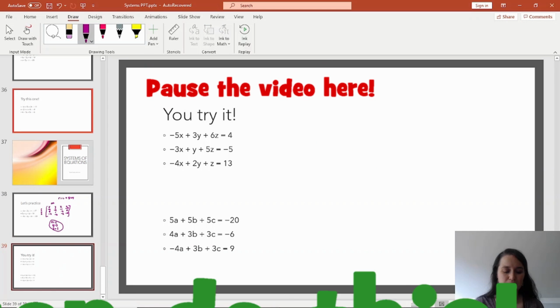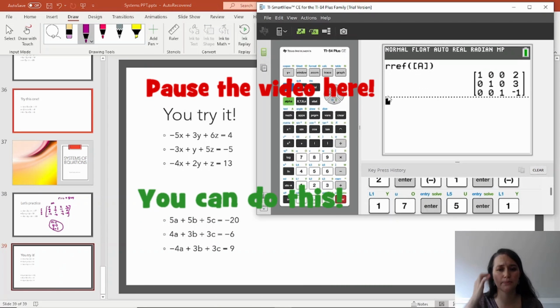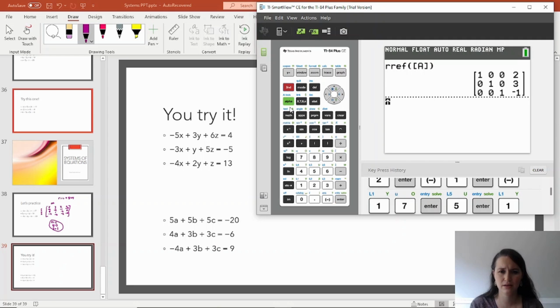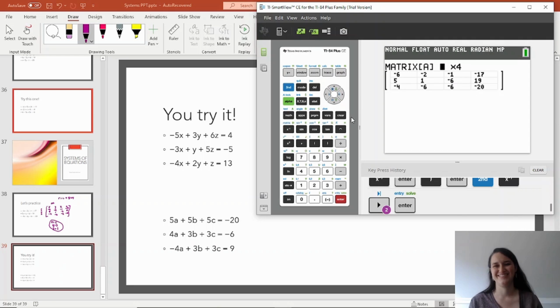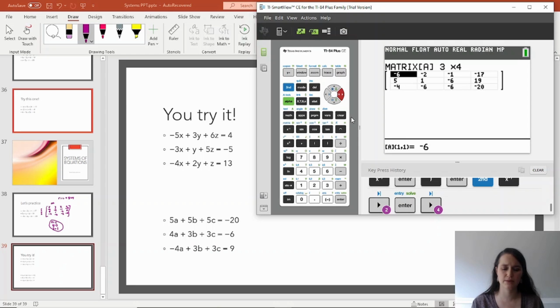Try these two. Go ahead and pause it and try it. I'm going to do it. You may not need to pause it because by the time I'm done typing it in, you'll probably be done. All right, so here's my edit now. I already have a 3x4 matrix again, so I'm just going to leave that alone and refill in my numbers.